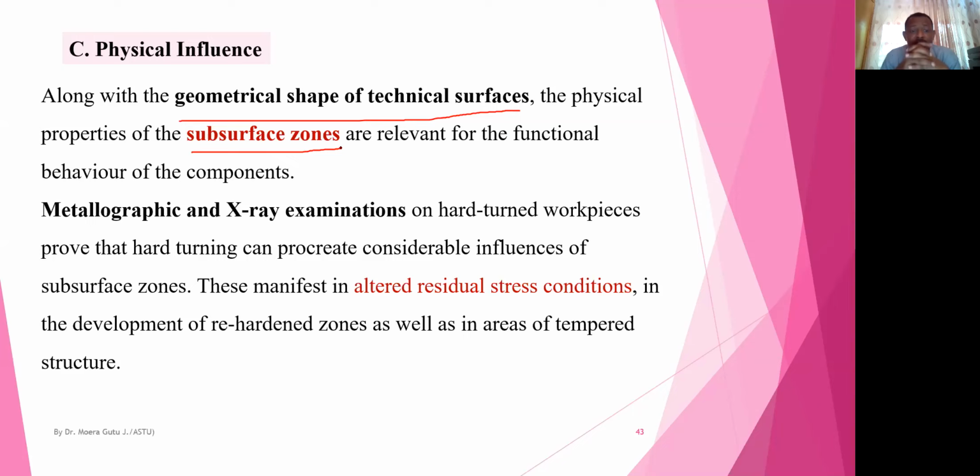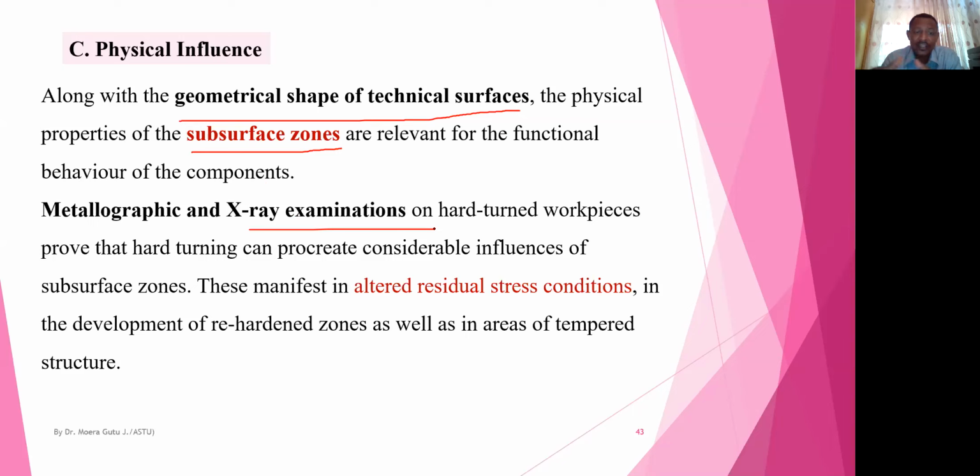We will see how to examine, characterize, and measure the subsurface damage of a machined surface. So, metallographic and X-ray examinations. Metallography is the science of investigating or measuring the microstructure of a surface. Metallography has an etching process, a characterization process, and measuring the grain size, the average grain size.